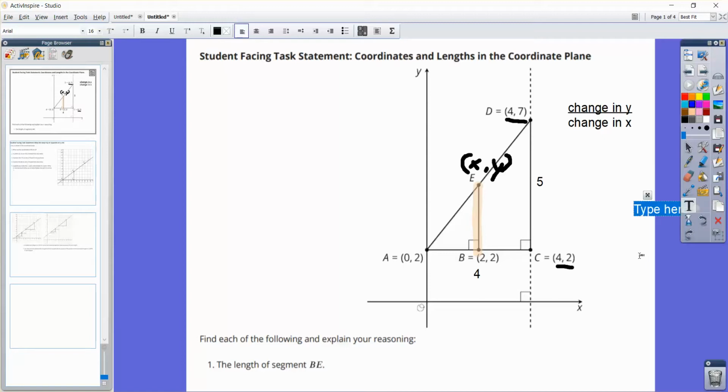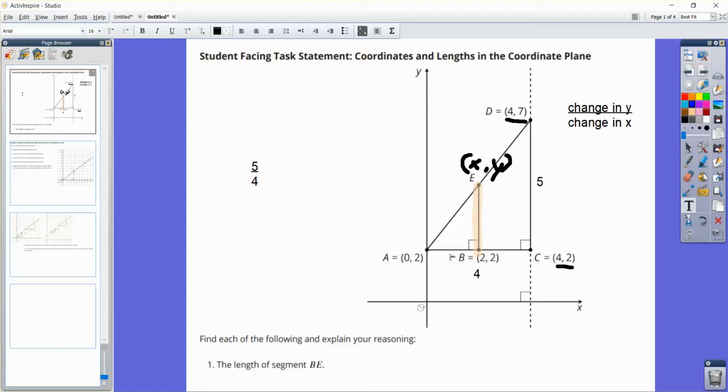So with that in mind, we can then say the side length ratio from CD to AC is 5 over 4. So 5 divided by 4 is our side length ratio, 5 over 4. Now, with that in mind, we can use that same principle to figure out what's going on here with BE. Well, AB, that's 0, 2 to 2, 2. Again, no change in y.